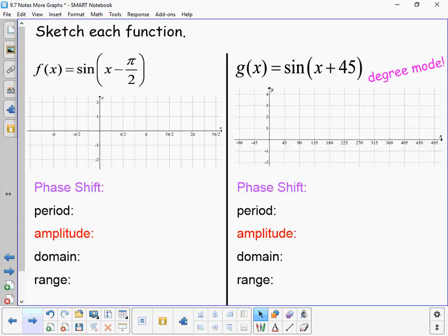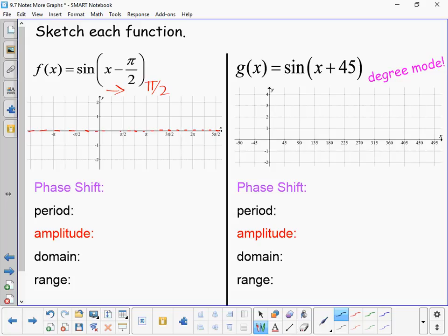So let's try a couple of graphs. This first one is f of x equals the sine of the quantity x minus pi over 2. So we're shifting our function to the right by pi over 2. I didn't, on this first function, change the amplitude or the vertical shift or anything. I wanted to keep it basic first. So we have our midline at 0. That's not going to be shifting up or down this particular time.